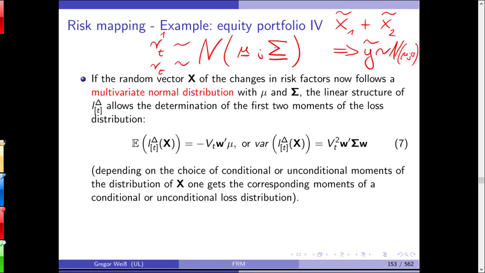The expectation of the linearized loss is given by minus VT times the weight vector times the expectations, mu, and the variance covariance, or the variance of the loss, is given by Vt squared times W transpose times the variance covariance matrix times the weighting vector. So what you can get is, under the assumption of normally distributed risk factors, if the loss function, if the risk mapping has been linearized, you will also get normally distributed losses. One reason why you usually assume normally distributed risk factors in finance, it makes things easy when you want to calculate the loss function.